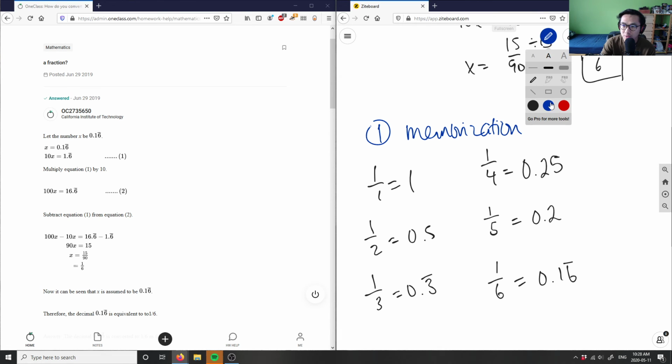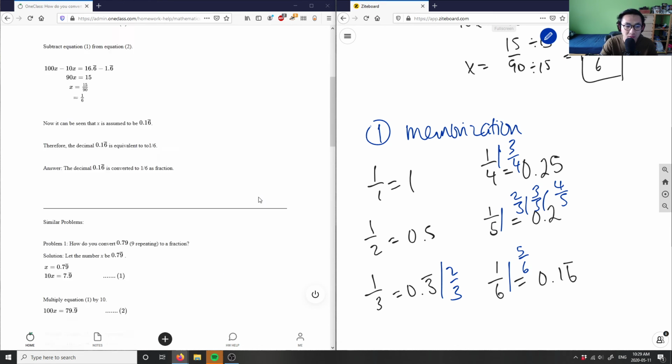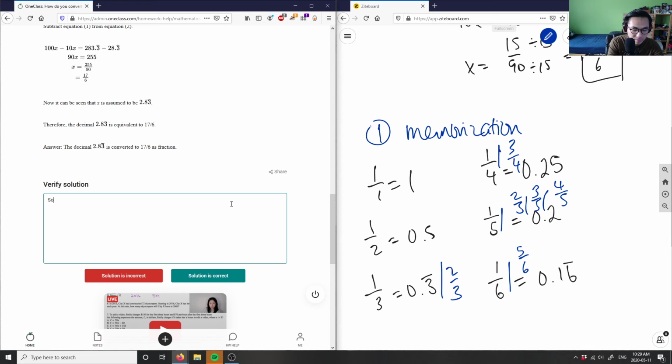And with these decimals also come the other counterparts. So you have 1/3, and I can also memorize 2/3. 1/4, I can also memorize 3/4. 1/5 has 2/5, 3/5, and 4/5, and then 1/6 also has 5 over 6 as well. These are fractions you should try to memorize, just because they're very, very commonly used. So if you say the solution here is correct, good analysis.